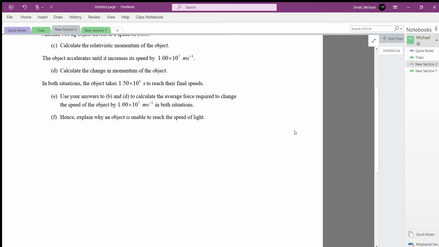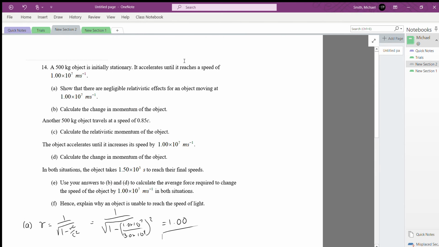That's fairly straightforward. We just use our Lorentz factor, and if we can substitute our speed into this equation and find it's pretty close to 1, then that means that relativistic effects are negligible. So here, 1 on the square root of 1 minus 1 times 10 to the power of 7, all on 3 times 10 to the power of 8, all squared, and that comes out pretty close to 1.